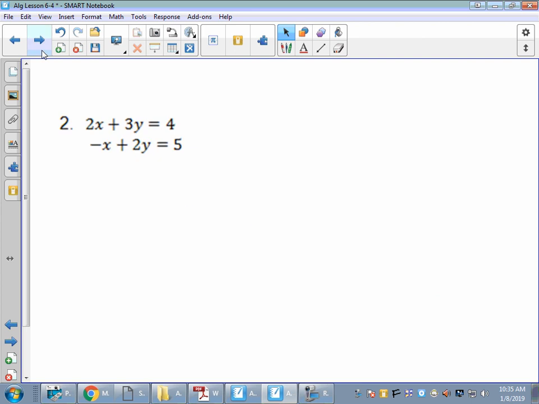Let's go to this one. In this case, again, looking at the coefficients, I'm just going to take a look. I've got a 2 and a negative 1 for my x's. And for my y's, I've got a 3 and a 2. So when I'm thinking about what I could do, well, 3 and 2, what are they both going into? Well, they both go into 6. But neither of these is a 6, so I'd have to multiply both. So I don't like that.